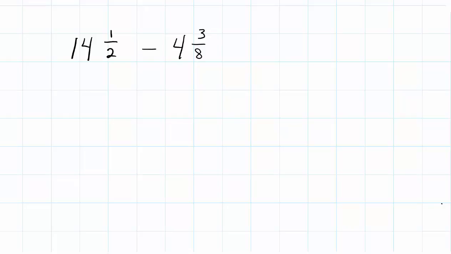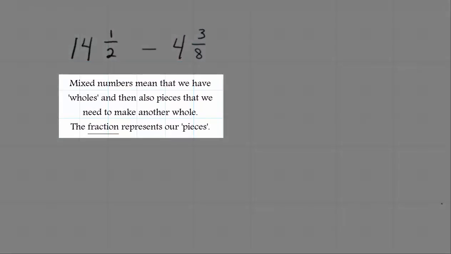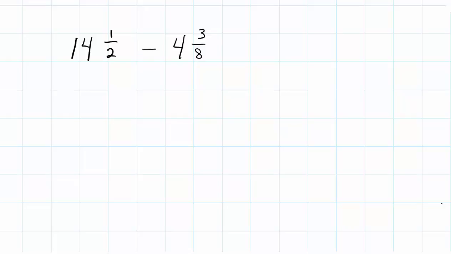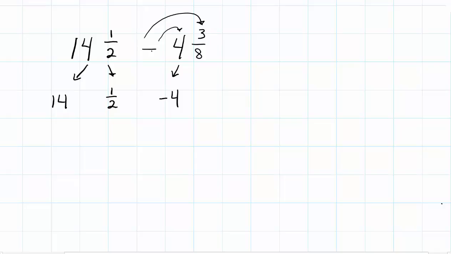Oh boy. Well, now we've got mixed numbers, which means we have some wholes that are being a part of our fraction. This can be a little bit more difficult. What I like to do is break apart what we have. I've got 14 wholes, and I have 1 out of 2 parts that I need. And then we're trying to subtract 4 wholes, and this minus sign is going to go with both the whole number and the fraction. And so I'm going to also subtract 3/8.